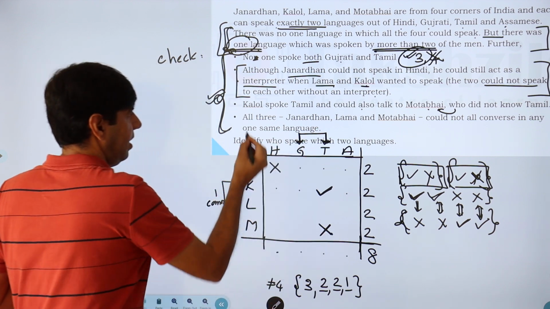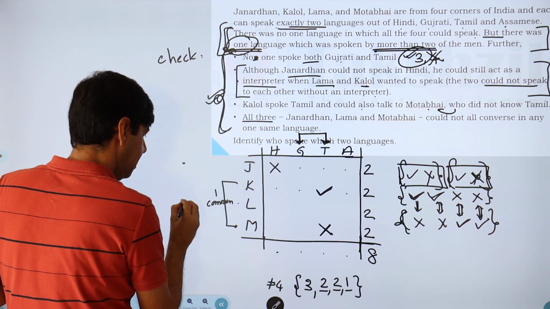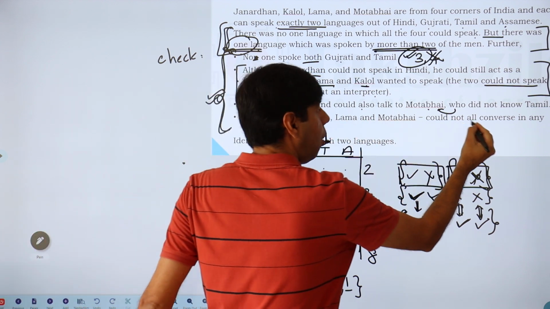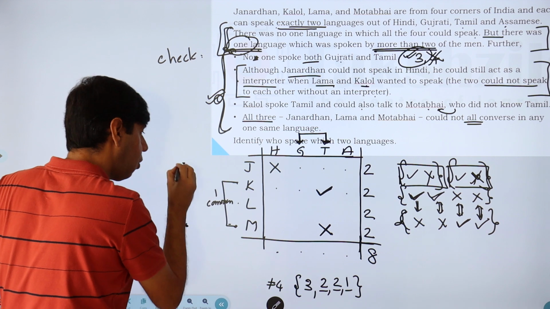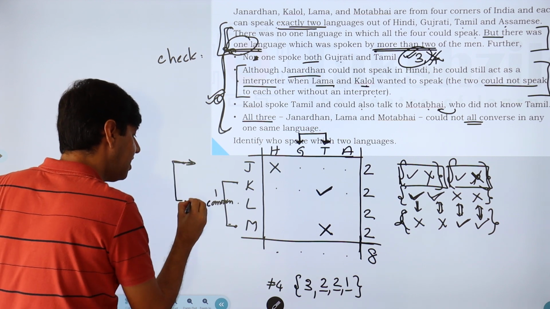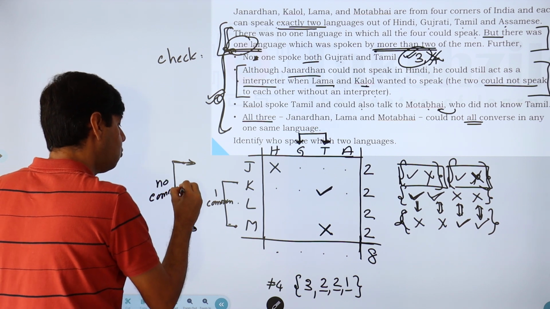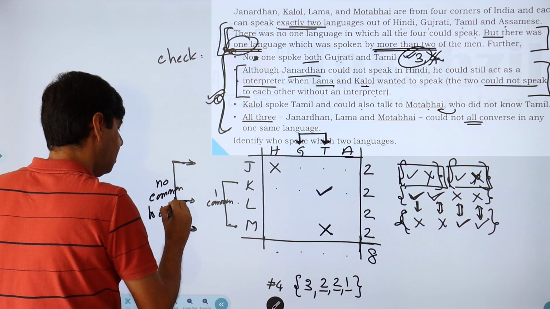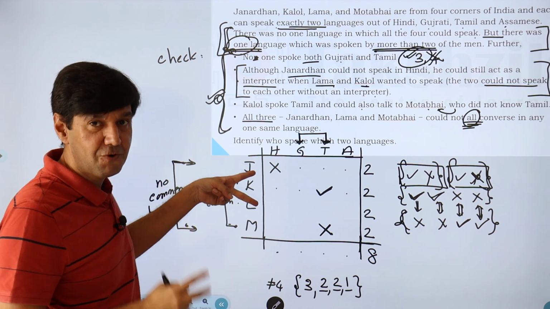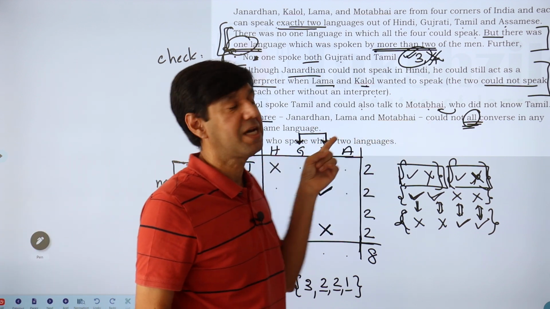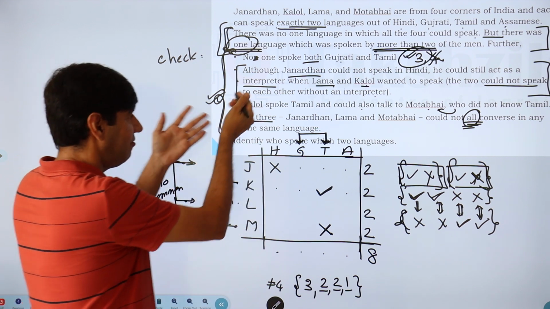Okay. And the last sentence: all 3, who 3? Janardhan, Lama, Mota Bhai could not all converse in any one same language. Like Kalol and Lama had one common language. The idea here is these 3 will have no common language. No common to all 3. Right? That's the meaning of this word all. So of all 3, two of them might have a common language. They can talk between them, but all of them cannot converse in one same language. Who are they? First, second and so on. Right? And so I've reached the end.